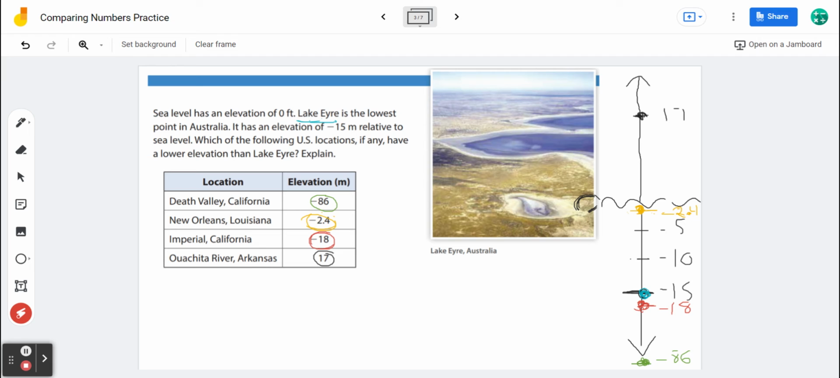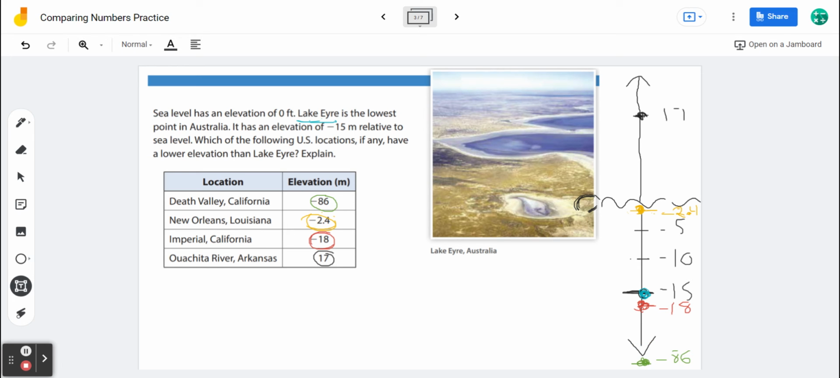So I have the 4 points. The question again was, which of the following U.S. locations, if any, have a lower elevation than Lake Erie? So that means in my number line, which of these four locations is under, lower, below negative 15? So negative 15 right here. This is where Lake Erie is. As I draw this, I see there are two dots underneath, the red dot and the green dot.